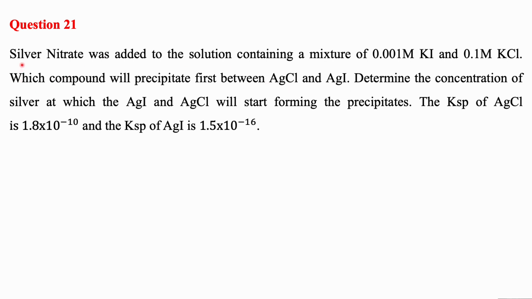That means when we add silver nitrate, silver will react with the iodide to give silver iodide, and then silver will again react with chloride to give silver chloride. They are also asking to determine the concentration of silver at which silver iodide and silver chloride will start forming a precipitate. The Ksp of silver chloride was given, and the Ksp of silver iodide was also given. You can see that this one has the smaller Ksp as compared to this one.